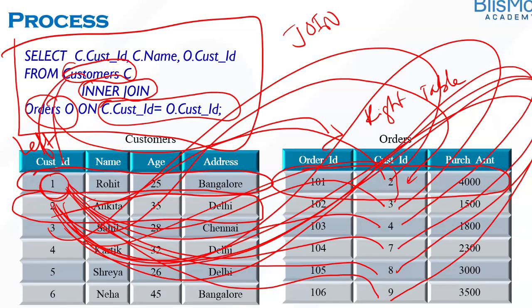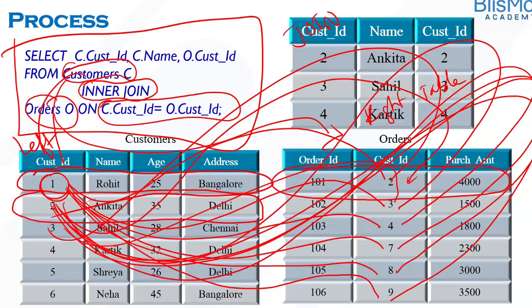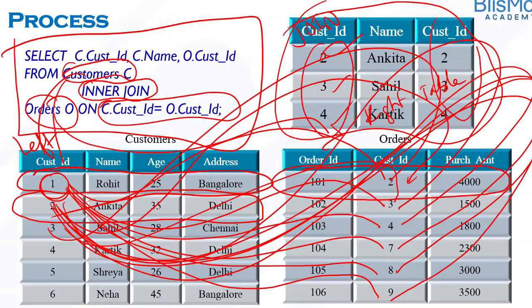Whichever records match based on the common fields, those records are brought together. Between these two tables, only the customer IDs 2, 3, 4 match with the customer ID of this one, so those records are brought together. Clear, right? Easy peasy. Nothing great about it, right? Is it clear, guys? Wonderful. So now it is clear.